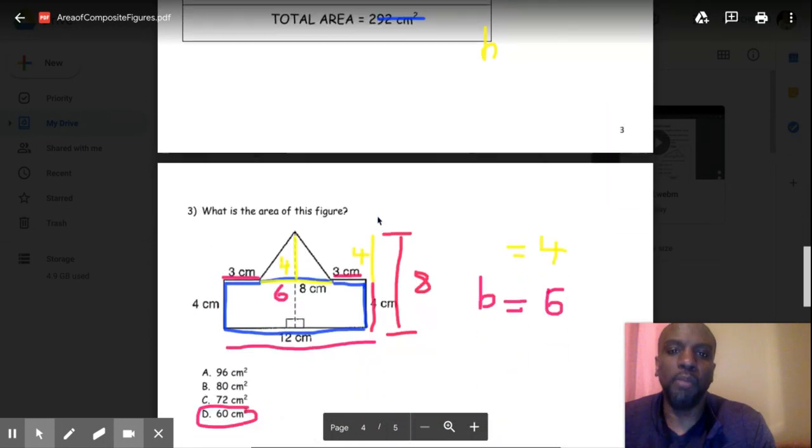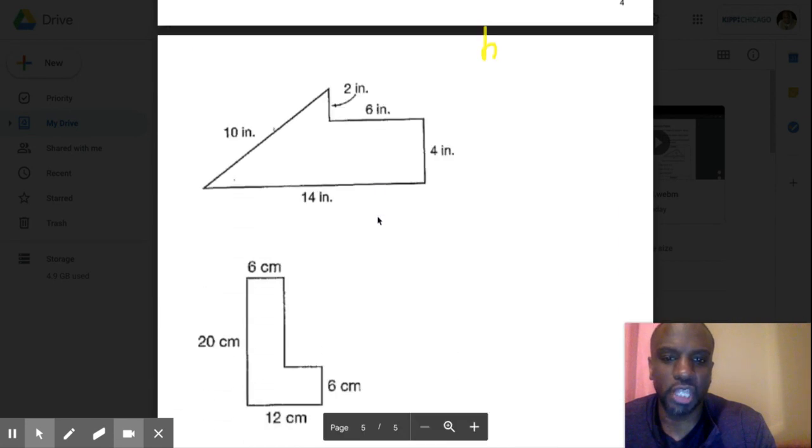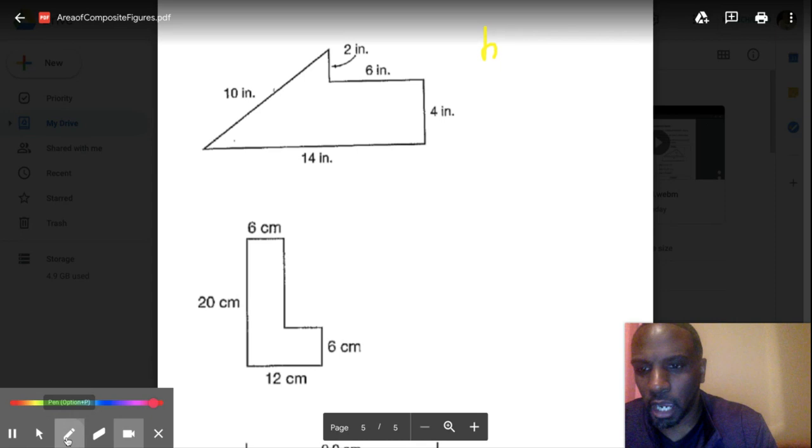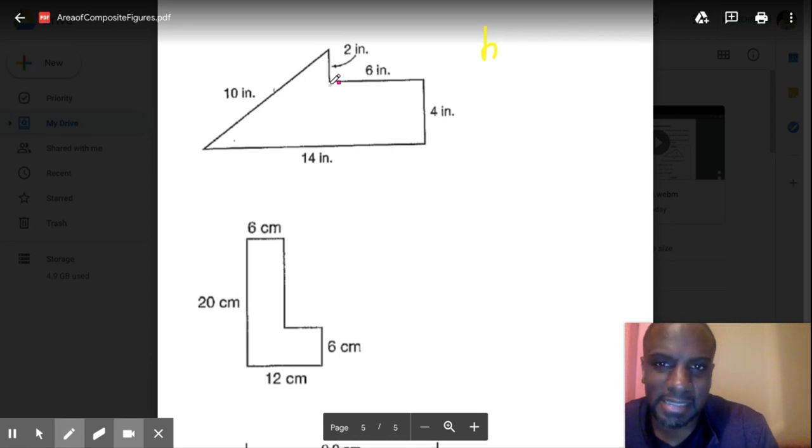Here we go. I'm looking at some interesting shapes here, and I'm not going to calculate the area. I'm just going to break these down for you. So here's a shape right here. It looks like I see a triangle and a rectangle.